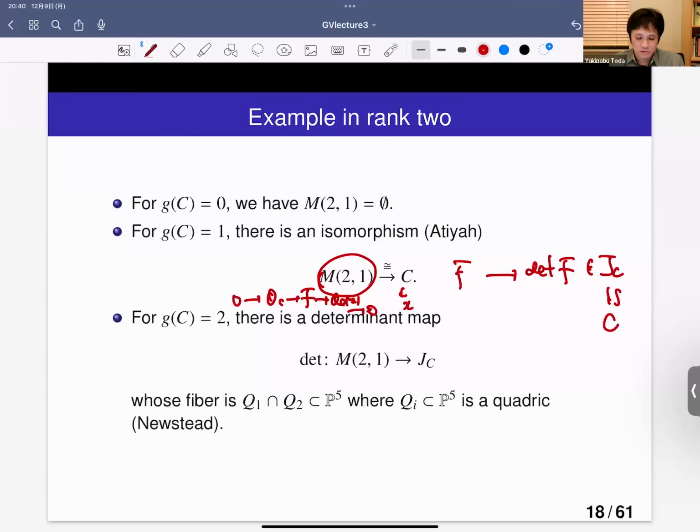And for genus 2, we can also consider the determinant map from this moduli space to the Jacobian. But in genus 2, this is not an isomorphism because it has bigger dimension. And in fact, this is a smooth map, and each fiber is isomorphic to the intersection of quadrics inside P^5. So this has very interesting geometry.